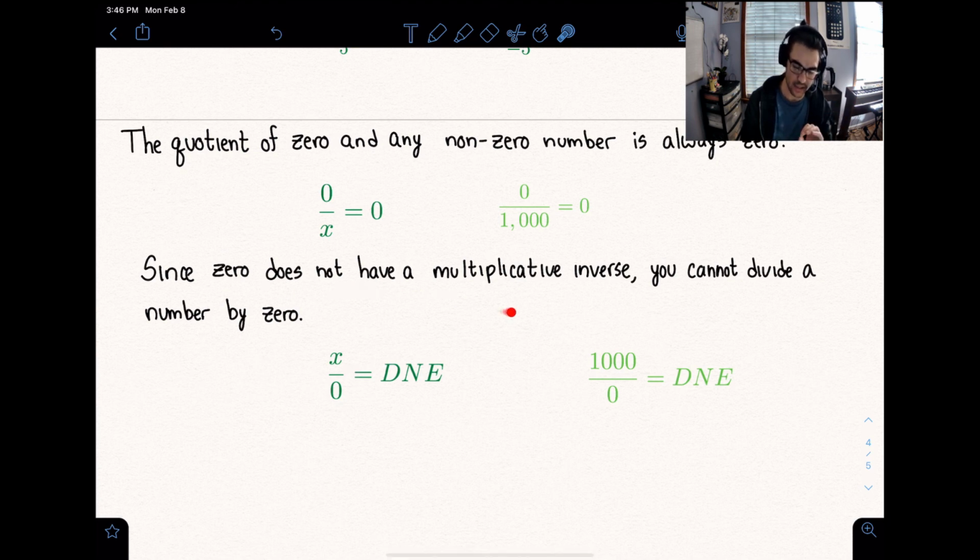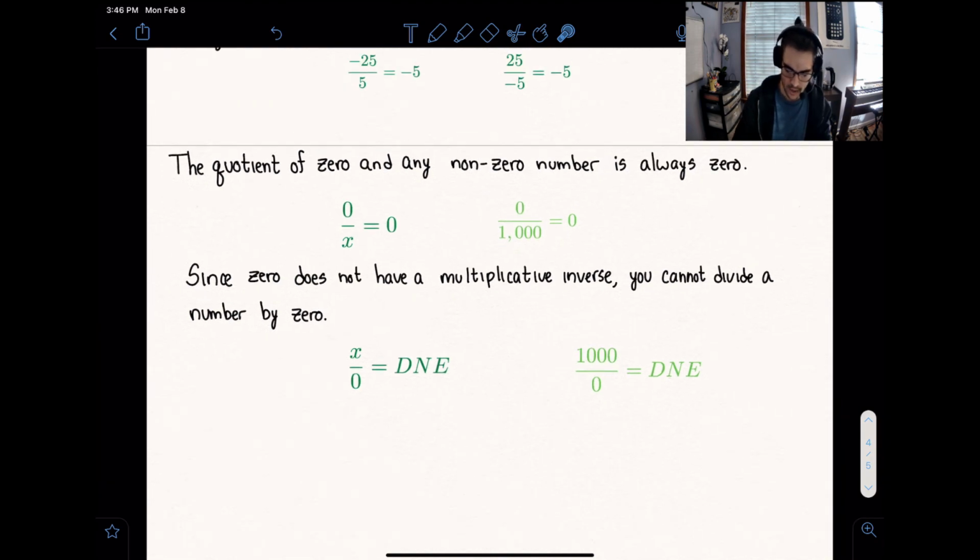Since 0 does not have a multiplicative inverse, we cannot divide anything by 0. X over 0, can't do it, doesn't exist. 1,000 over 0, doesn't matter, can't do it, doesn't exist. The old joke is only Chuck Norris could divide by 0, but even he can't do that.